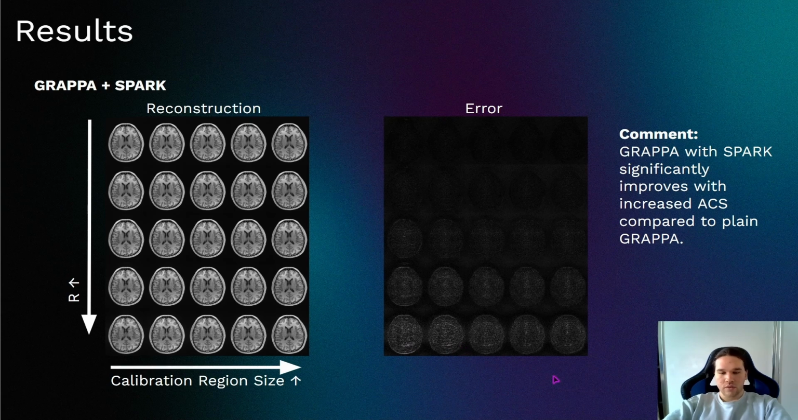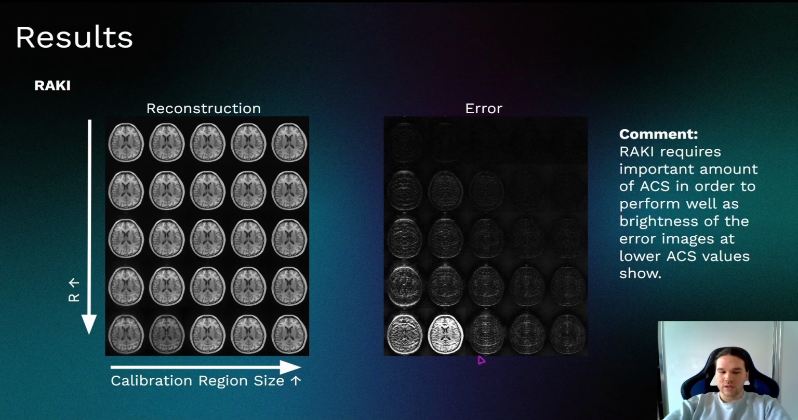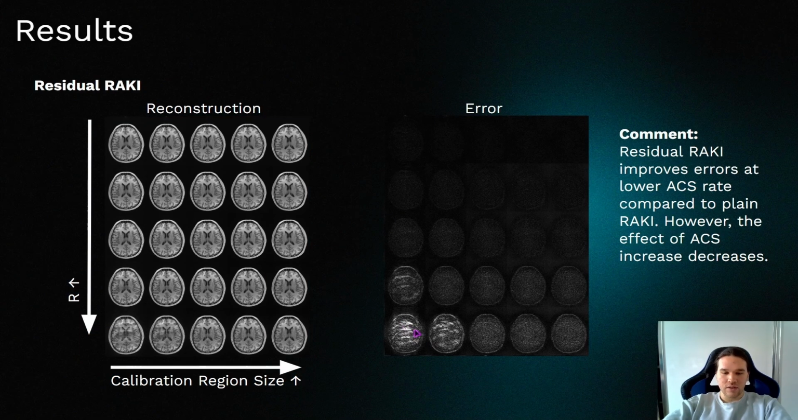But in contrast to this, RAKI struggles very much at higher acceleration factors or low calibration region sizes, and we can see significant aliasing artifacts. Residual RAKI is better than RAKI in this case, but we can again see significant aliasing artifacts in most cases, and the noise is really worse compared to the SPARK case.